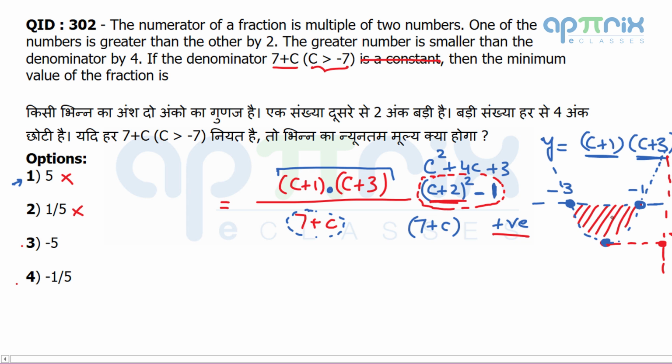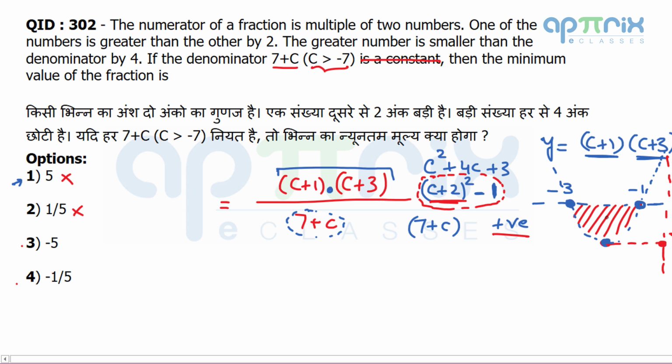I'm just telling you the best way to choose the right answer. You can clearly see this is minus 3 and this is minus 1. In this zone, the value of the entire numerator is negative between minus 3 and minus 1. So we are very certain that our minimum value will be between minus 3 and minus 1. Now where is it going to be minimum, right?